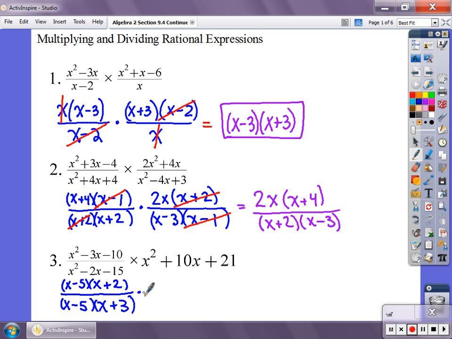Now we have times. This is in the top. So up here I'll write the factorization of x squared plus 10x plus 21. That's going to be x plus 3, x plus 7. And then if you want to, you can put this over 1. You don't have to, though. Okay, so again, you're looking for things that are the same on the top and the bottom. I see x minus 5s, and I see x plus 3s. And so what we'll be left over with is x plus 2 times x plus 7.